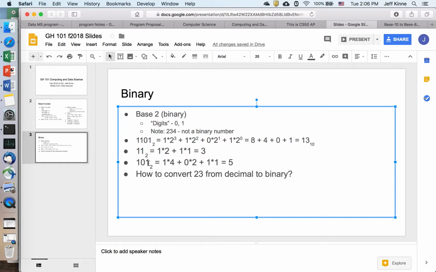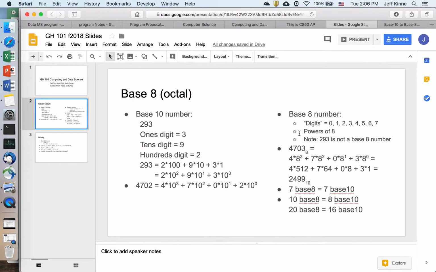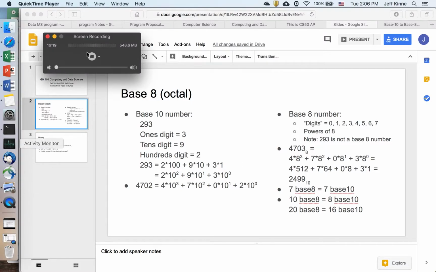All right, so you should be able to convert a number from base 2 into decimal. You should be able to convert a number from base 8, which is called octal, into decimal. The end.